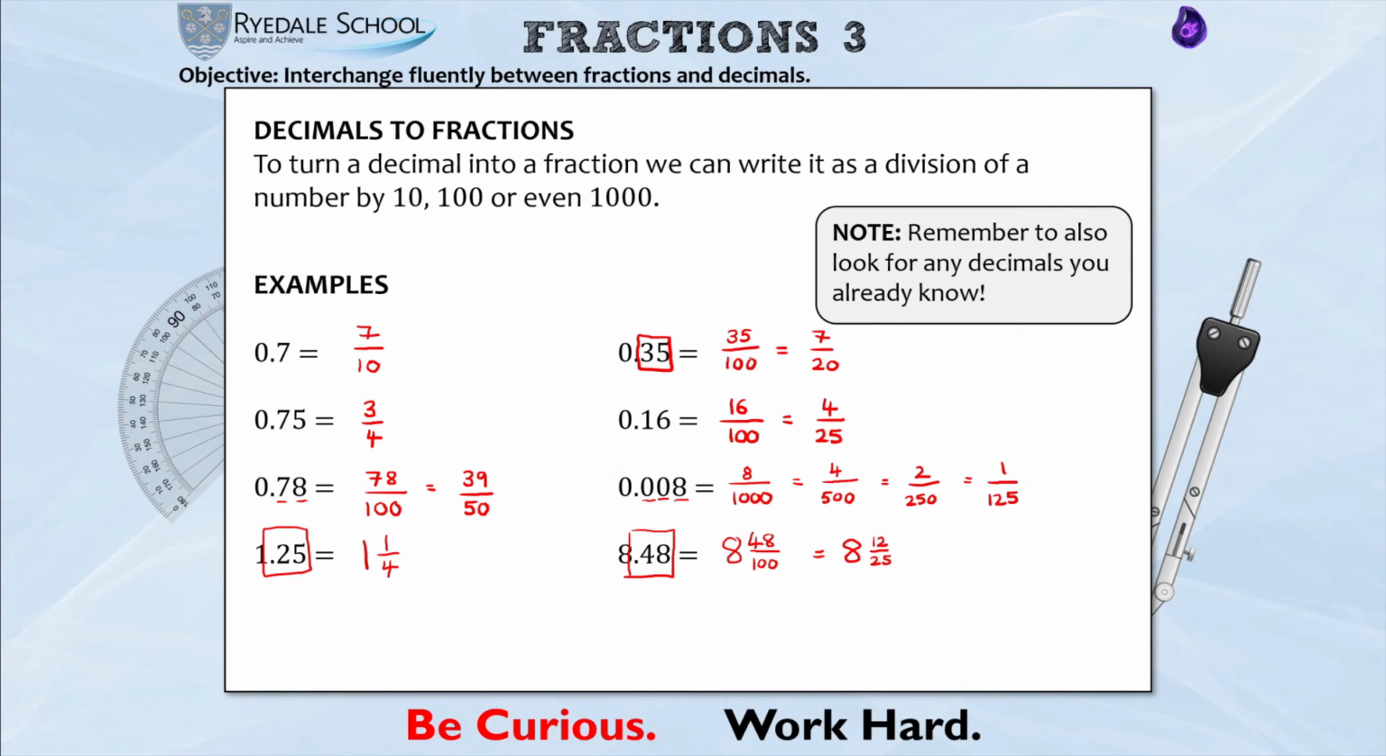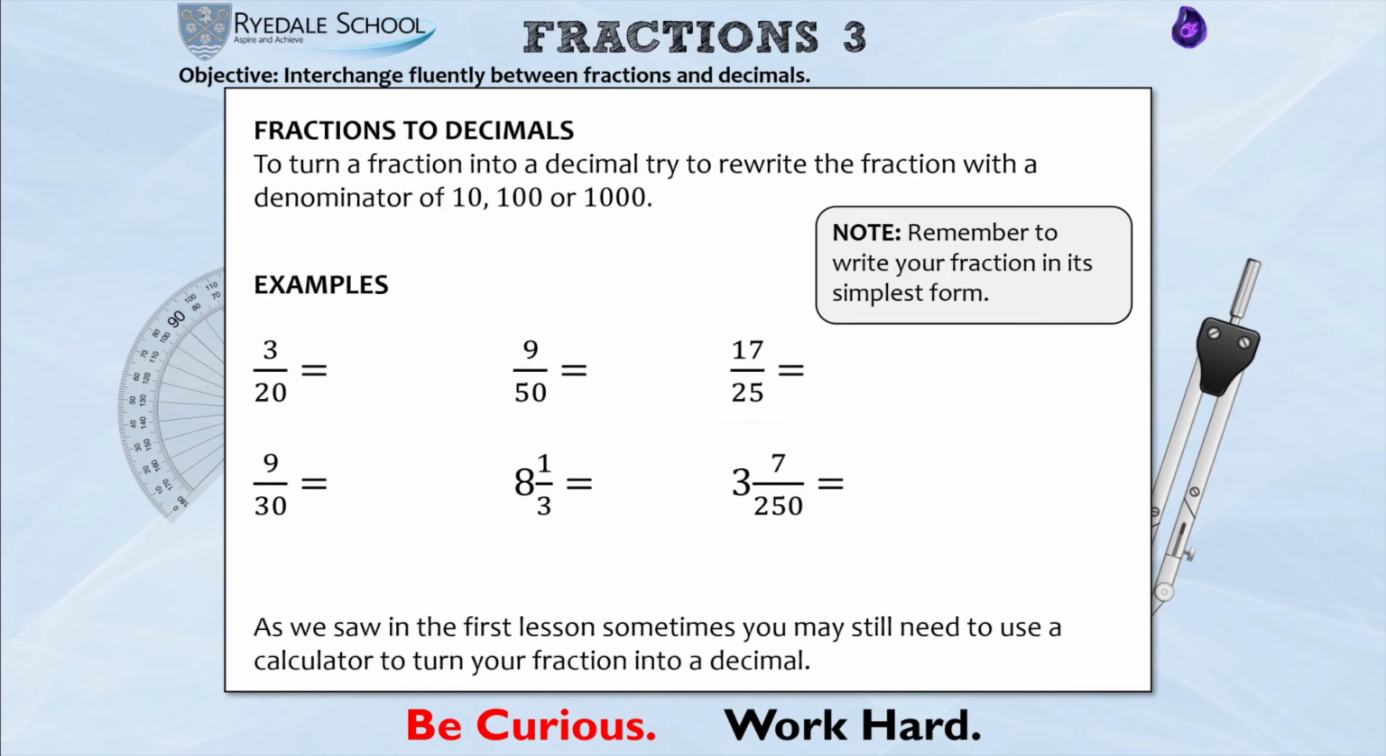So that was decimals to fractions. Let's look at it the other way round. Well, we saw how easy it was to turn a decimal into a fraction by writing it as over 10 or over 100 or over 1,000. So we're going to do the exact same idea by turning a fraction into an equivalent fraction with a nice denominator like that. So for example, 3 over 20, I could find an equivalent fraction where the denominator is 100 by multiplying by 5.